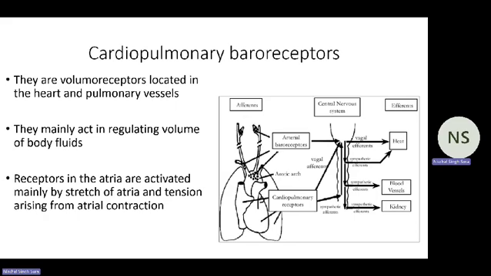The next are cardiopulmonary baroreceptors. These are volumoreceptors located in the heart and pulmonary vessels, and they mainly act in regulating the volume of fluids in the body. Receptors in the atria are activated if the atria are stretched or if there's tension in the atria. We have two types of receptors in the atria. There are A receptors that are activated by atrial contraction, and B receptors that are activated by stretch of the atria.